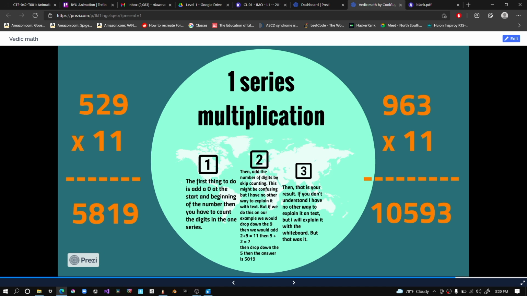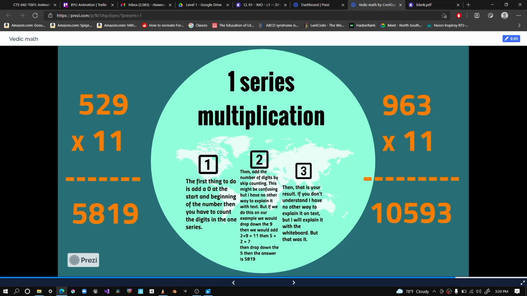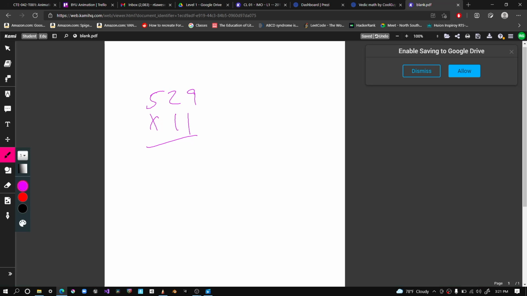So, basically, one series multiplication. If we have 529 times 11, then we can look at this. It says the first thing to do is add a 0 at the start of the number, and you have to count the digits in the one series. So let's add a 0. Now you have to skip count by the number of digits of the one series. There are 2 digits because 11 is 2 digits.